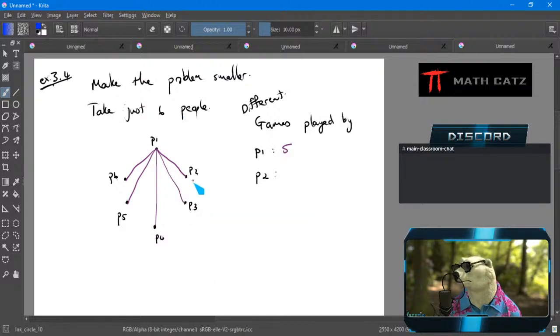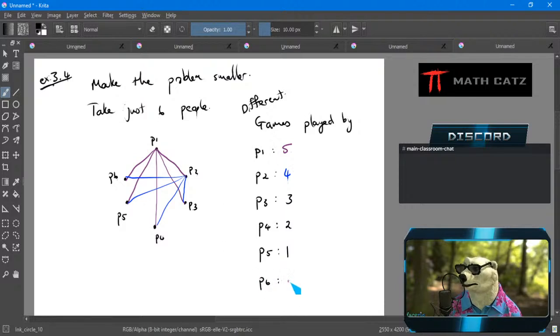So person 2, the new different games that I count will only be these blue ones. And that'll be 4. Then when I look at person 3, it's going to be new games that I haven't counted yet. 1, 2, 3. Person 4 will contribute new games 2. Person 5 will contribute 1 new game that I haven't considered yet. And person 6 will contribute none because all their games are already counted. All right.